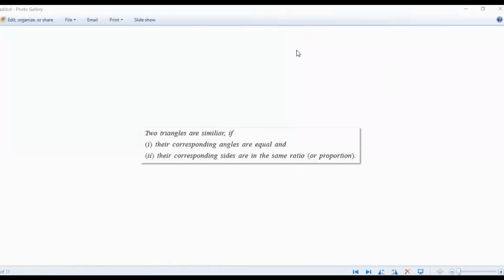Two triangles are similar if their corresponding angles are equal and their corresponding sides are in the same ratio.